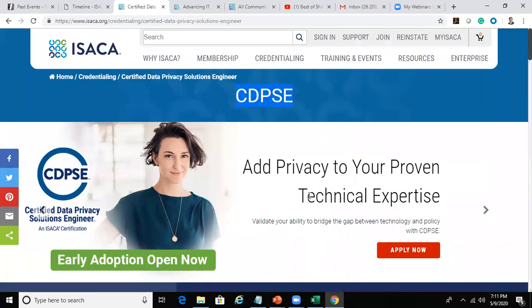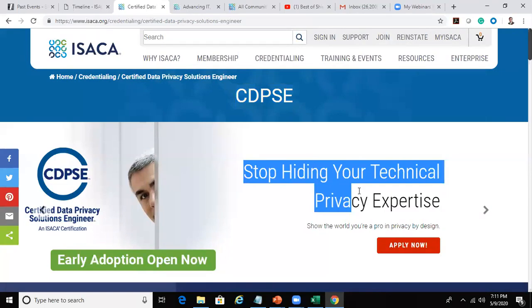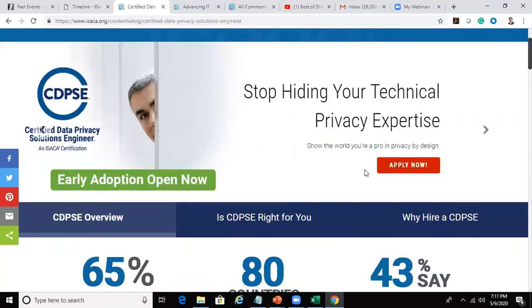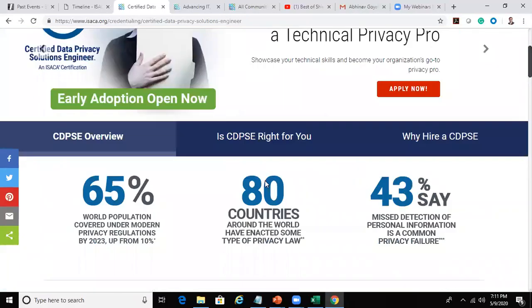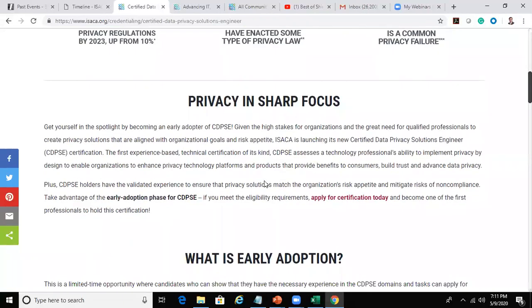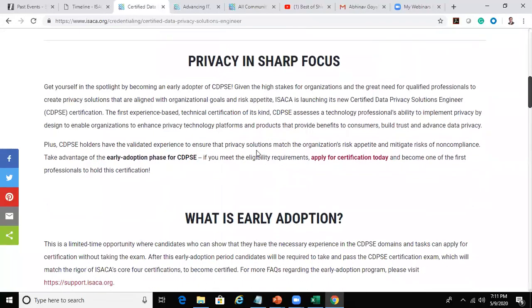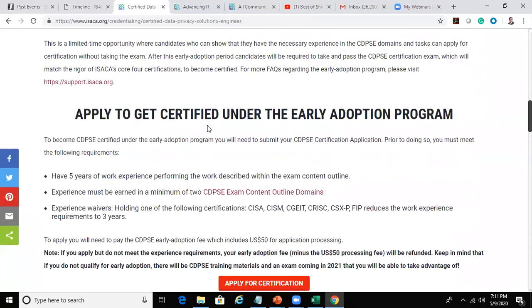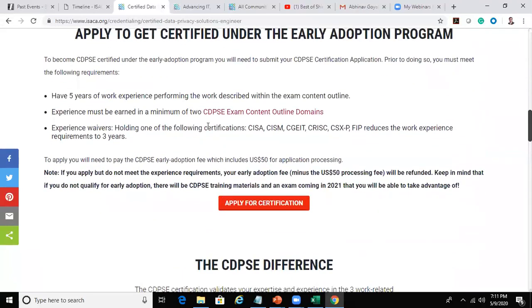this is more technical, to showcase technical expertise. You already have technical privacy expertise. This is a very differentiating certification. Again, I'm not certified, nor have I applied, because please understand, this is open for 1 year. Apply for certification and you become the first to get certified. This early adoption is open for 1 year. I repeat once again, it is open for 1 year.